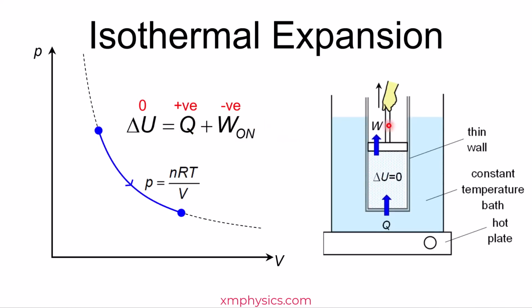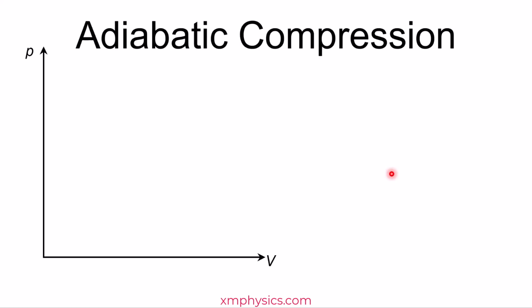To achieve an isothermal expansion, the key is to have a very thin wall here so that heat can flow freely from the constant temperature bath into the gas. Normally when you draw out the piston, because you are doing negative work, the temperature of the gas may drop. However, if you do it very slowly, then heat can always flow from the temperature bath into the gas to maintain its temperature.